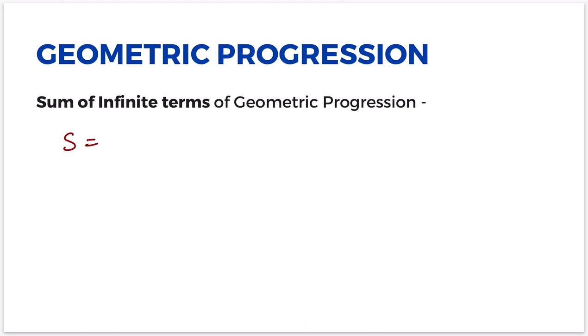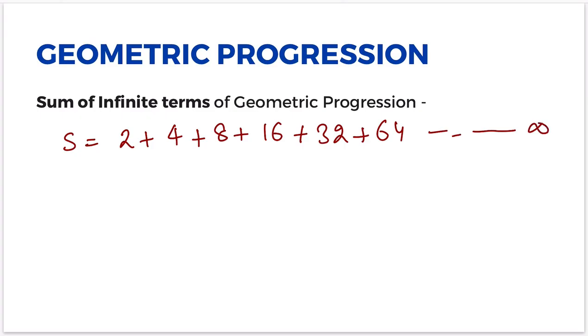Suppose the sum of a geometric progression series is given like this. 2, next term is 4, 8, 16, 32, 64 and so on. If we do the summation of such a series till infinite, you are surely going to get infinite. Why? Because with each passing number, the number is increasing and increasing. So adding such infinite numbers is going to give us infinite as the answer. So, there is a type of series.